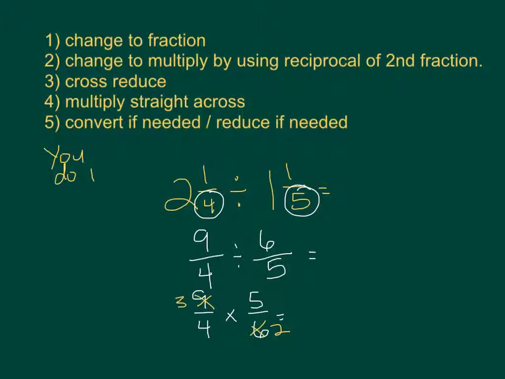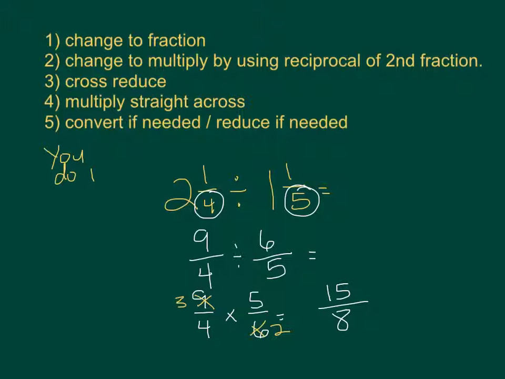All right. So now we're on the multiply straight across. 3 times 5 is 15. And 4 times 2 is 8. And finally, step 5, convert if you need to. Yeah, that's an upside down snowman. He's an improper fraction. So I need to fix that by doing bottom into top.